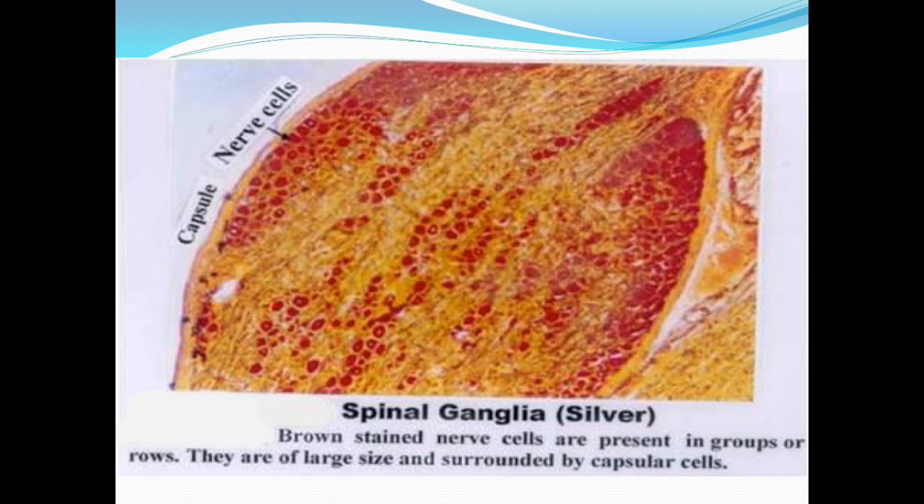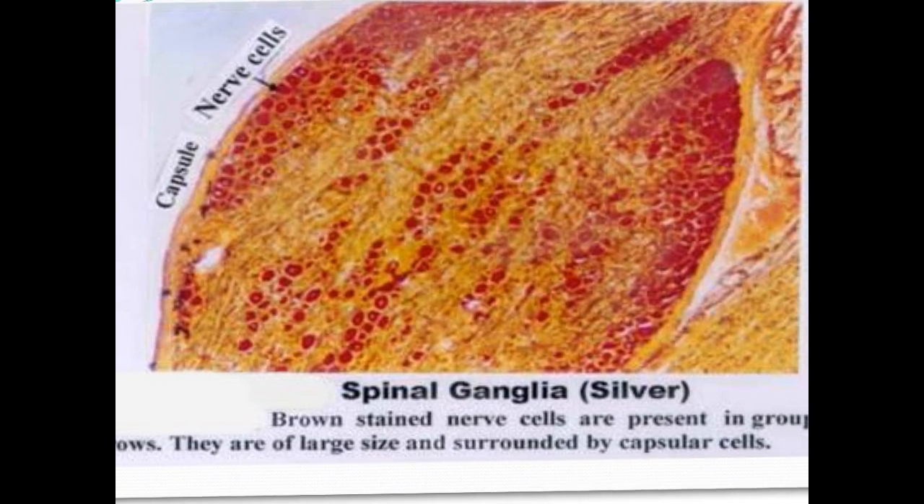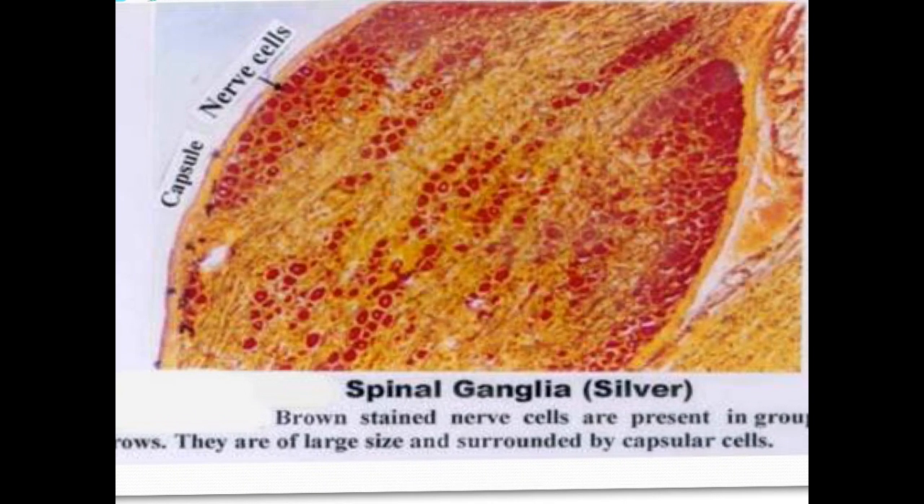This is another picture for the ganglion, but now it is stained by silver. The silver in the nerve cell will stain the Golgi apparatus and the neurofibrils brown. Here you can diagnose that we have a covering capsule, we have a group, a row. So this is the spinal ganglion separated by myelinated nerve fibers. So this is a spinal ganglion stained by silver.